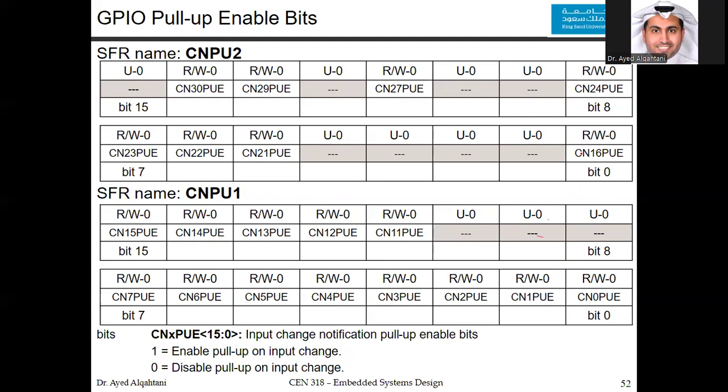And then you have CNPU2, you have 16, and from 17 all the way to 20, they are missing. There are no change notification bits for them. And then after that, you have 21, 22, 23, and also 24. And there are some missing, as you can see, and only these are available. So you need to make sure that the appropriate one is the one you are choosing by looking at the pin diagram, and we will have an example to explain this point.